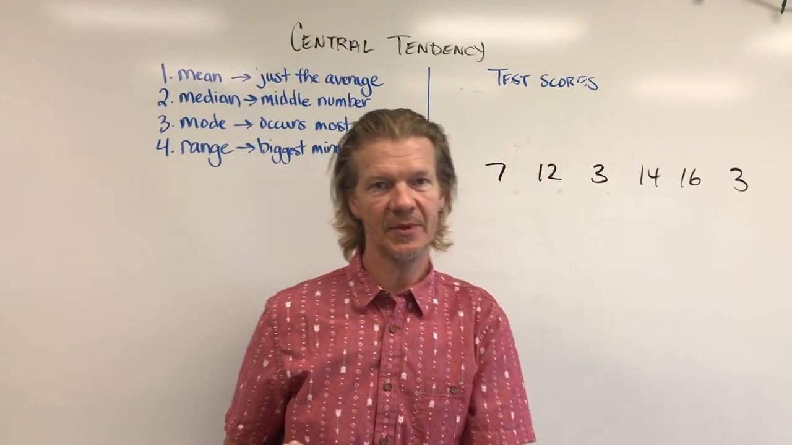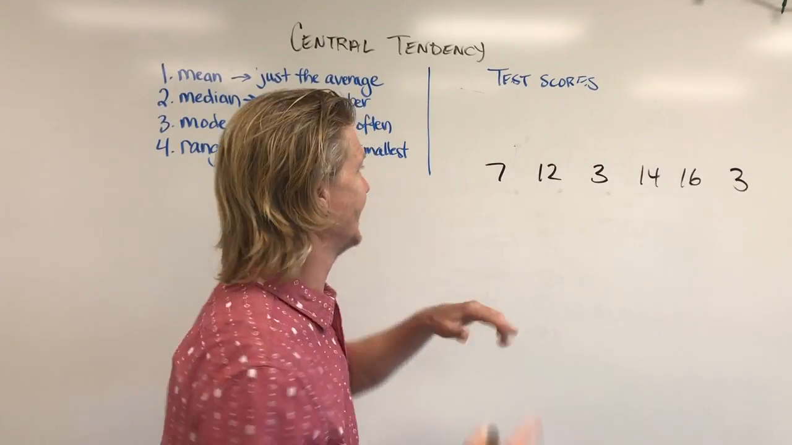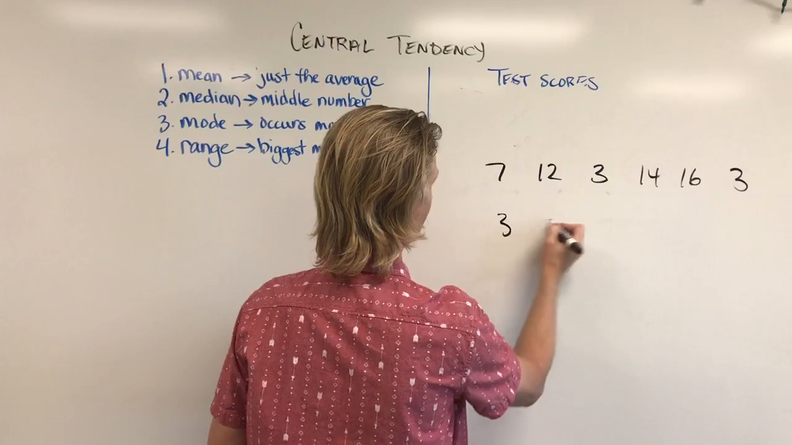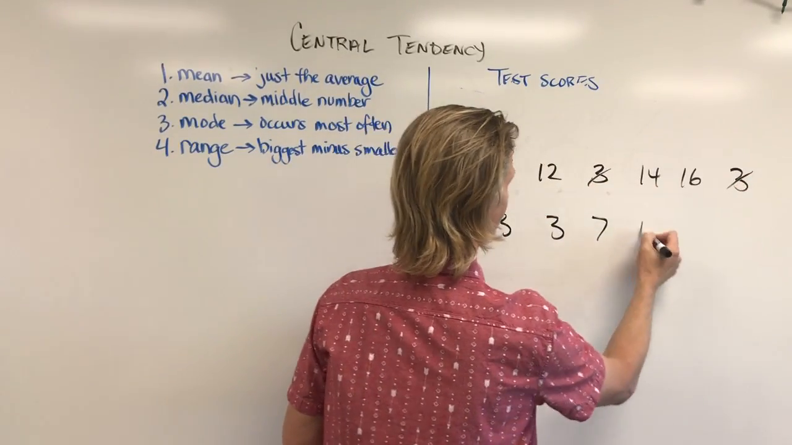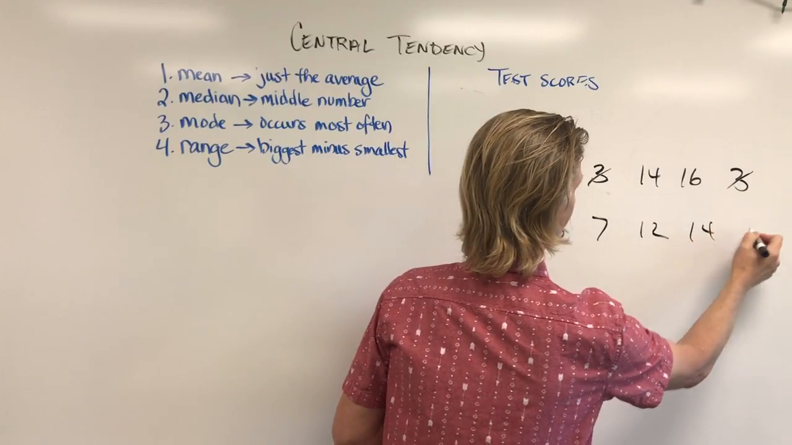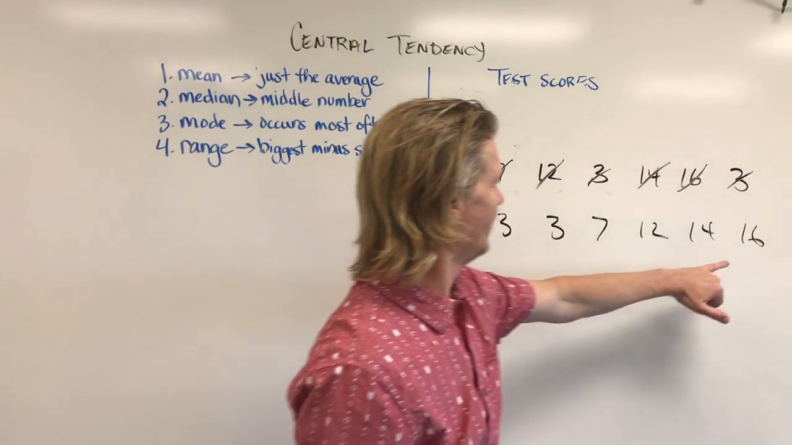Okay. 2 things with this one. There are 6 numbers instead of 5, so there's no actual middle number. I need to put them in order first. So I have a 3 and another 3, then I have a 7, and then a 12, and then a 14, and then a 16. So there's my numbers in order: 3, 3, 7, 12, 14, 16.